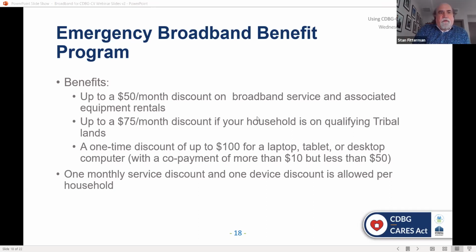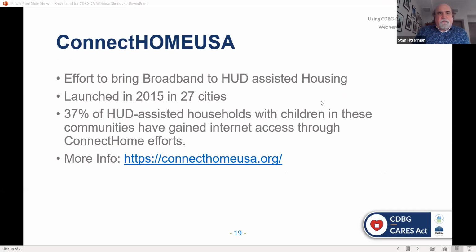The other program I want to talk about next is ConnectHomeUSA. This is a pilot program that was started in 2015 in almost 30 cities to bring broadband to HUD-assisted housing. And we got 37% of HUD-assisted households with children in these communities have gotten internet access through this.